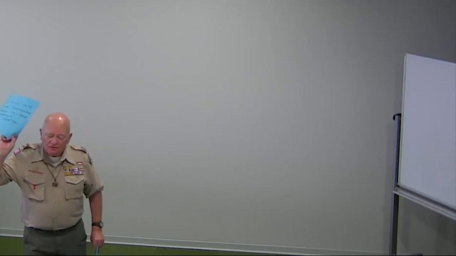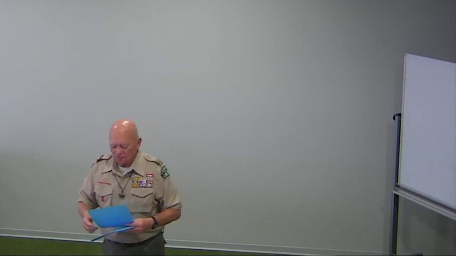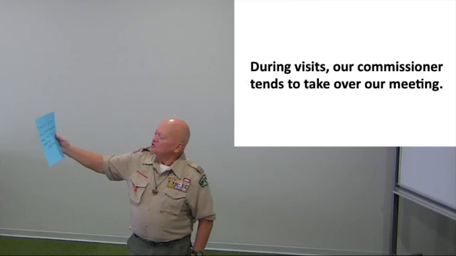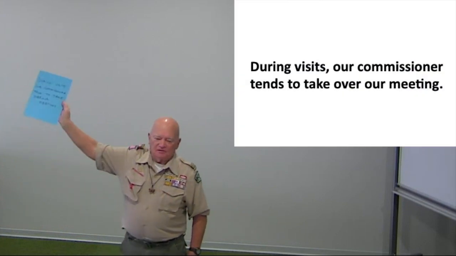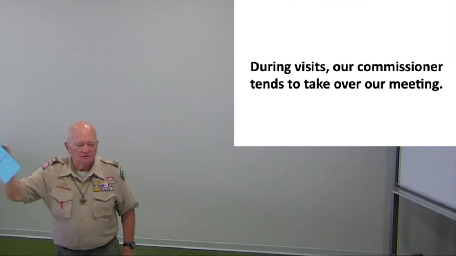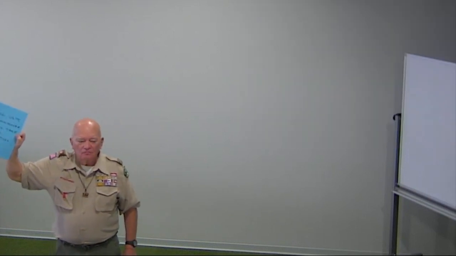Let's see. How we're going to do this is I will show this to you and read it to you. If it matches something, this is a negative comment. If it matches up to your positive comment, you raise your hand and read it to me. The comment here is, during visits, our commissioner tends to take over our meetings. Did that match up with any of your positive comments? We'll find out because I'll come back in a little while.